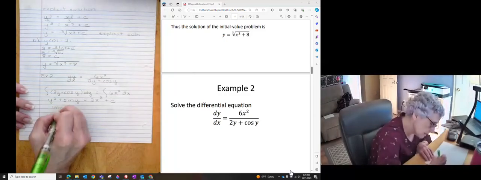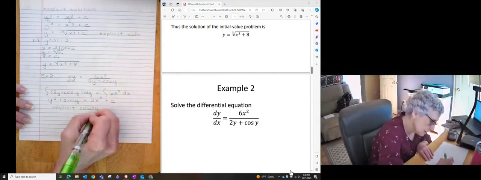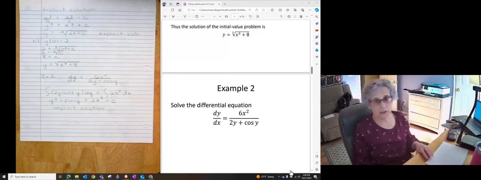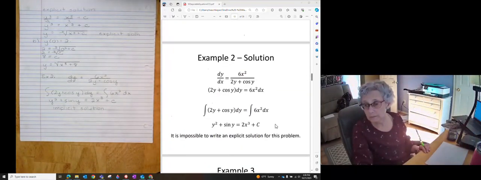I'm going to leave this as an implicit solution because it would be really challenging for me to try to write that as y as a function of x.